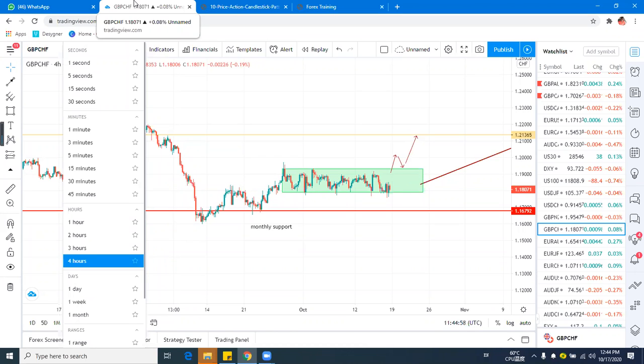Then we have those that trade monthly, and somebody has held a trade since 2012 or so. Somebody has been holding one trade.